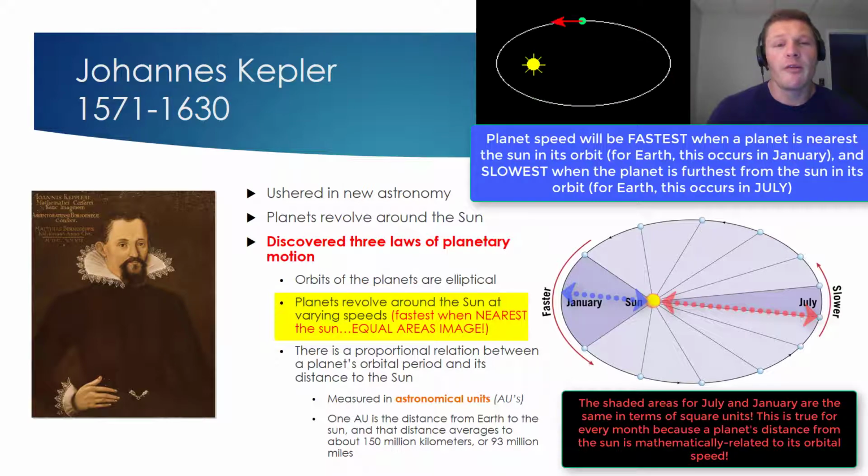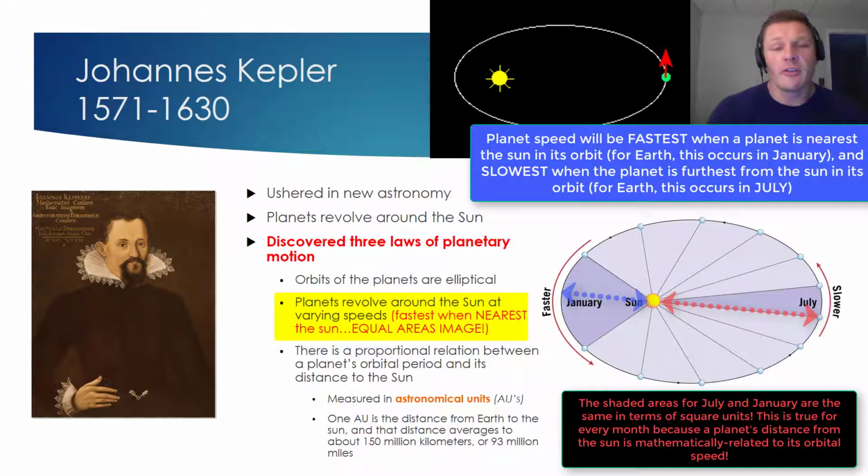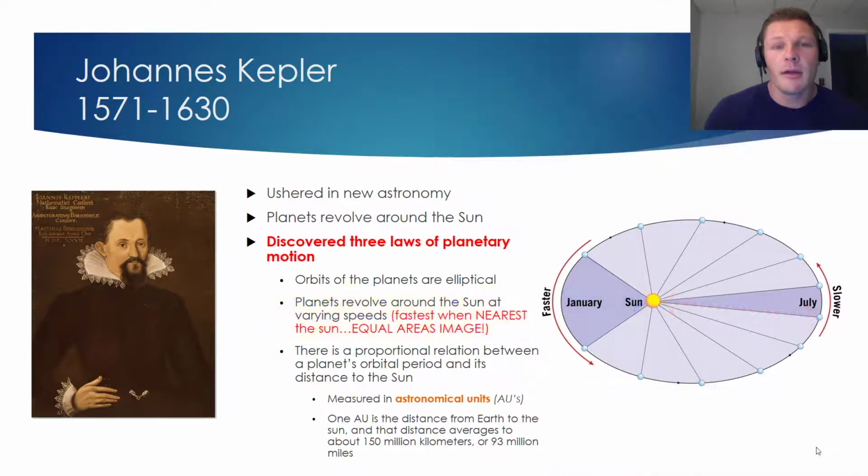So in our orbit, we're moving fastest as we approach the winter months in the Northern Hemisphere, and our planet is moving its slowest as we approach the summer months in the Northern Hemisphere. Kepler's third law is a quantitative proportionality, and it relates a planet's orbital period to its distance from the Sun.